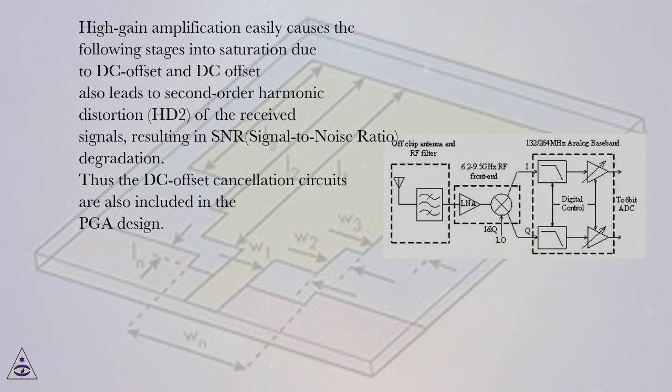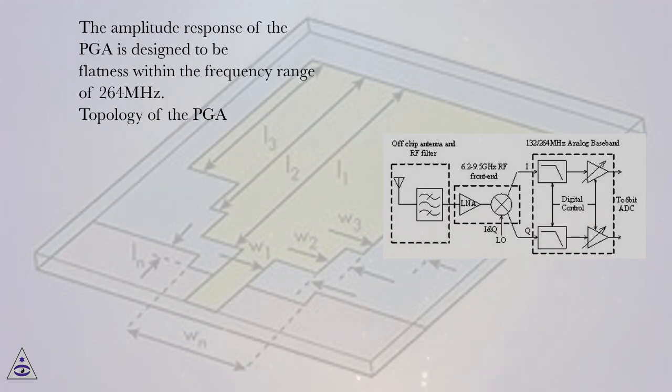High gain amplification easily causes the following stages to saturate due to DC offset, and DC offset also leads to second-order harmonic distortion, HD2, of the received signals, resulting in SNR (signal-to-noise ratio) degradation. Thus DC offset cancellation circuits are also included in the PGA design. The amplitude response of the PGA is designed to be flat within the frequency range of 264 MHz. Topology of the PGA.